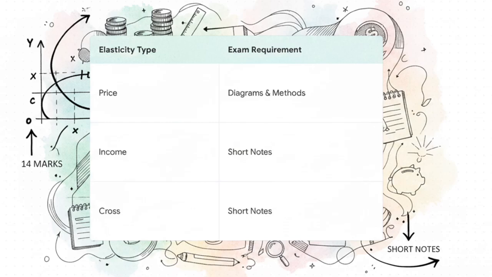You have to know how to draw the diagrams, detail the various methods of measurement, and discuss the factors affecting it if you want those big 14-mark answers. Meanwhile, income elasticity and cross-elasticity of demand, they're relegated almost exclusively to the short notes section. So this tells you exactly where you need to focus your heaviest study time.